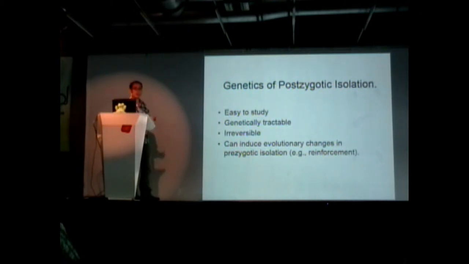The third is that it's generally irreversible. Once you have complete postzygotic isolation, there is no way back in terms of two species coming into secondary contact and becoming a hybrid, because there are inherent problems for the hybrid. And the fourth one, which is the one that I'm most interested in, is that it can induce profound evolutionary changes in other mechanisms that also keep the species apart. For example, postzygotic isolation can induce reinforcement, that is, prezygotic isolation becoming way stronger to avoid the penalties of painful postzygotic isolation.